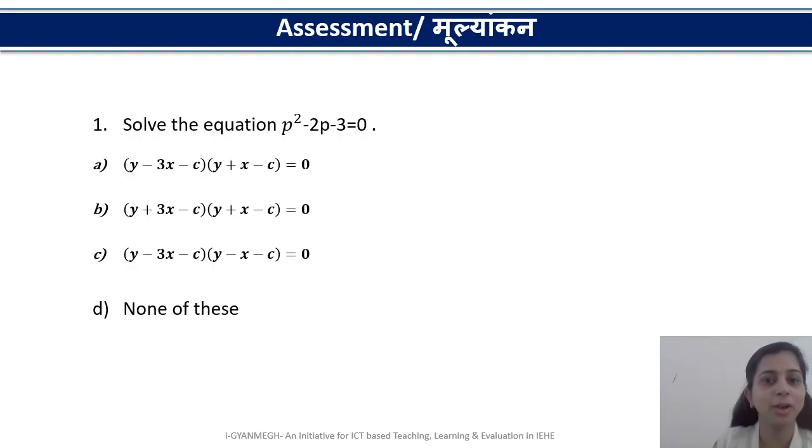My dear student, now I will take some assessment questions. Try to solve this question: p square minus 2p minus 3 equal to 0. The options are: y minus 3x minus c, y plus x minus c equal to 0; y plus 3x minus c, y plus x minus c equal to 0; y minus 3x minus c, y minus x minus c equal to 0; or none of these. I'm sure you will be able to solve this question. It's very easy. You have to use the factorization method for this quadratic equation and you can easily solve this question, like we have done in example 1.